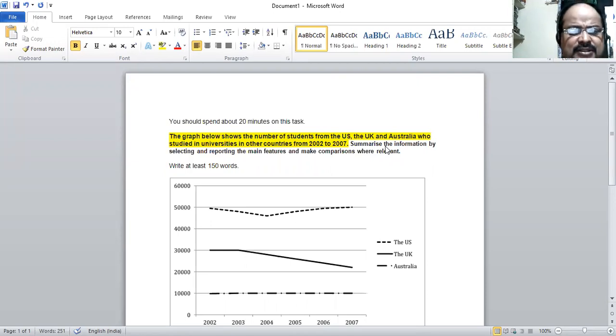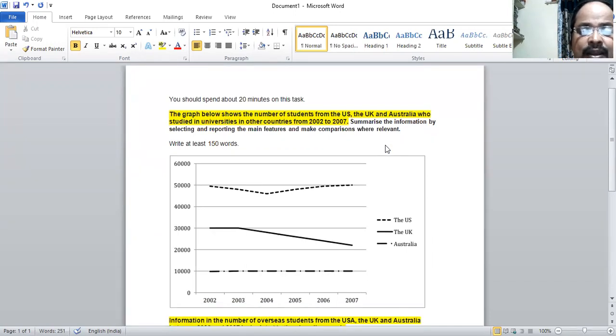Today we are going to discuss an academic task one, and here we have the discussion of a line graph. This is a line graph which shows the number of students from the US, the UK, and Australia who studied in universities in other countries from 2002 to 2007. So this is a movement chart, and here the information starts from 2002 and progresses to 2007.